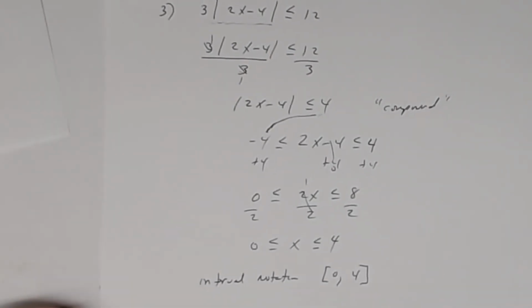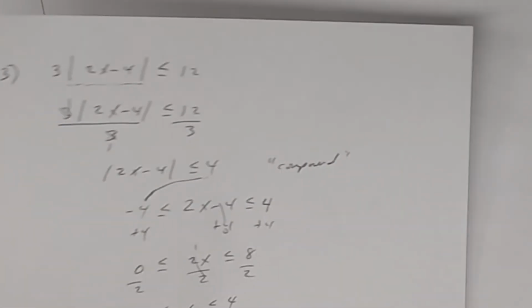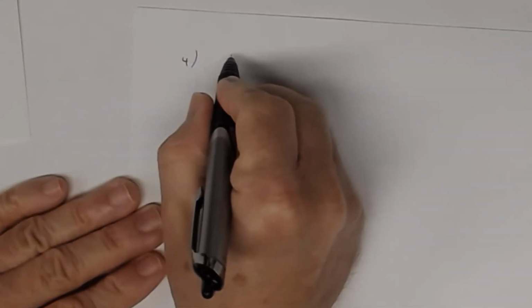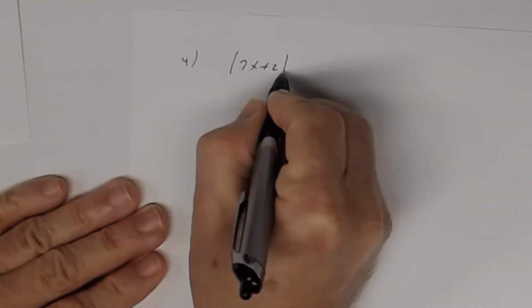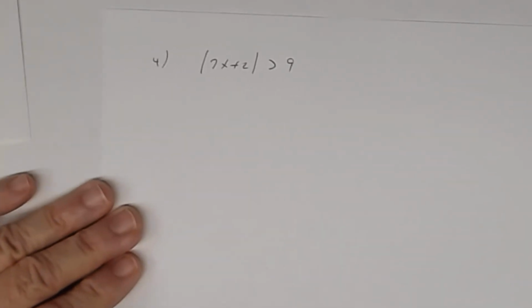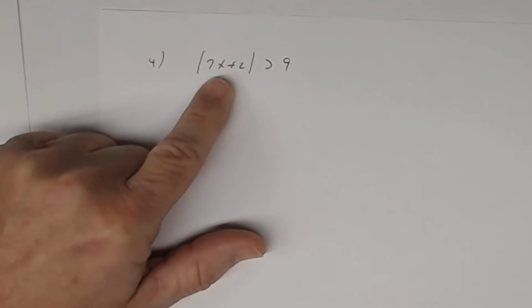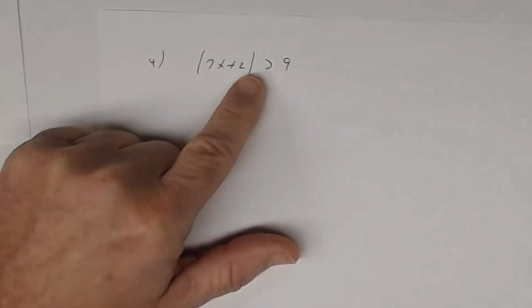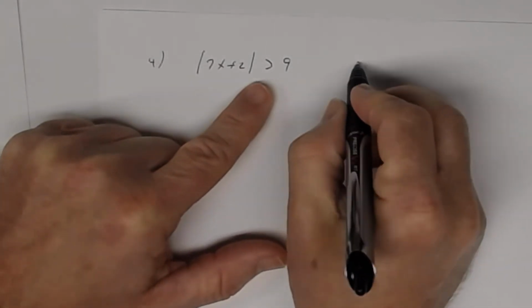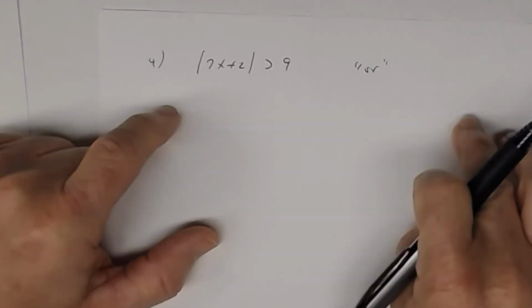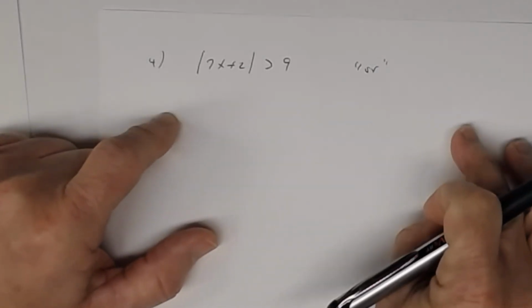All right. Okay, and then finally number 4. So let's look at number 4. In number 4, we have the absolute value of 7x plus 2 is greater than 9. So notice it's a greater than, all right? And by the way, the absolute value bars are by themselves. There's no number here. So when you have greater than, think that or statement. So you have to write two separate inequality statements, okay?